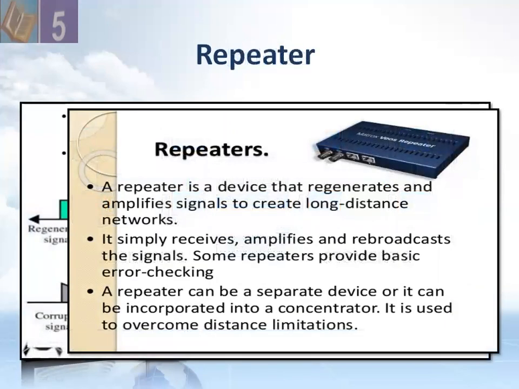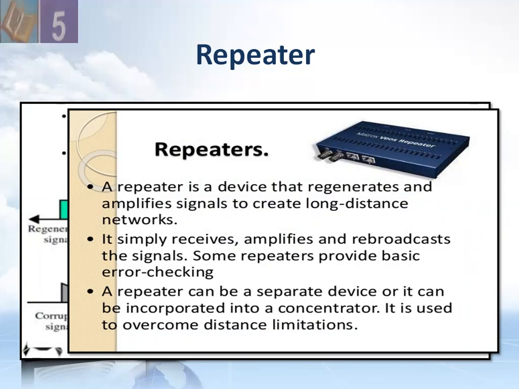Repeaters. A repeater is a device that regenerates and amplifies signals to create a long distance network. It simply receives, amplifies, and rebroadcasts the signals. Some repeaters provide basic error checking. A repeater can be a separate device or it can be incorporated into a concentrator. It is used to overcome distance limitation.